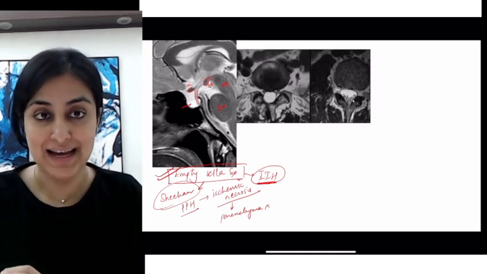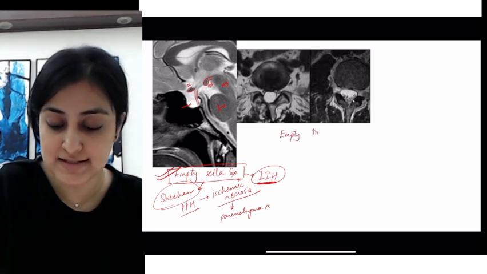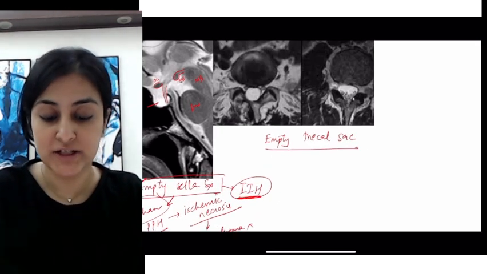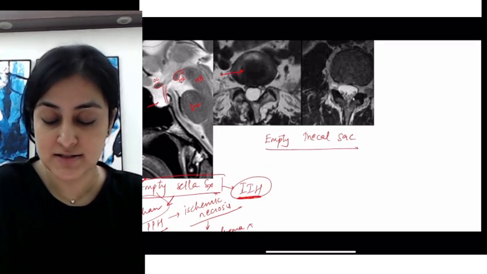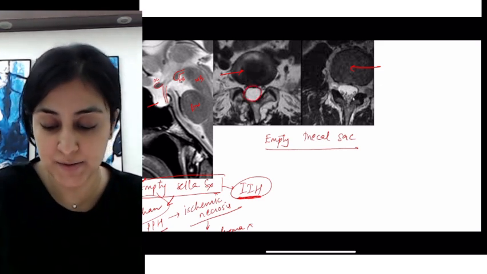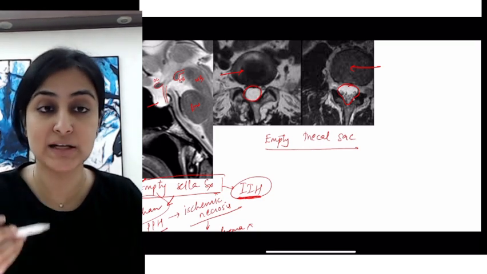Going on to the next empty. This is called the empty thecal sac sign. We are looking at a cross section of the vertebrae. Anteriorly you can see the disc, which is hypointense, and posteriorly this is the thecal sac, which is filled with CSF. We are at the level of the cauda equina.